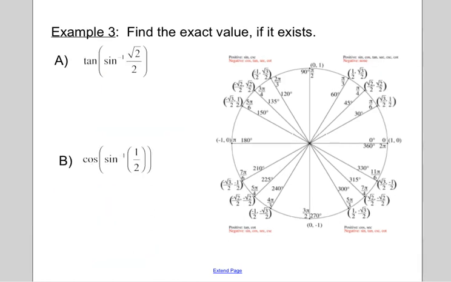Example 3, a little bit different. It isn't tangent and tangent inverse. It's tangent and sine inverse. So we need to do it in 2 steps. First thing is we are going to find sine inverse of square root of 2/2. So I find on here, where do I have a sine that is square root of 2/2. Here is one, and here is the other one.